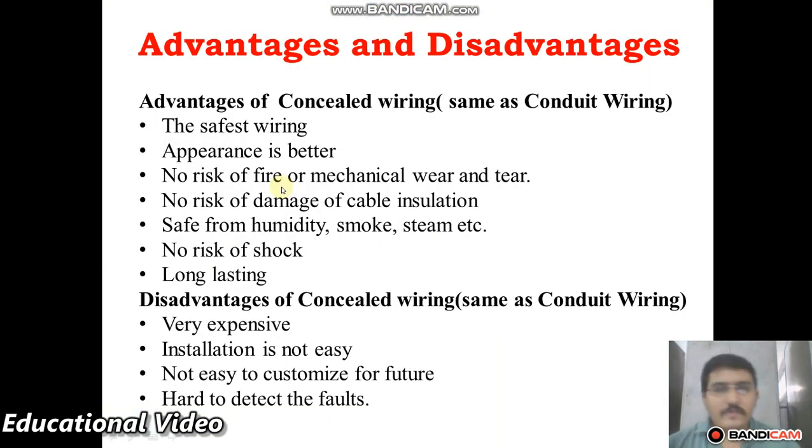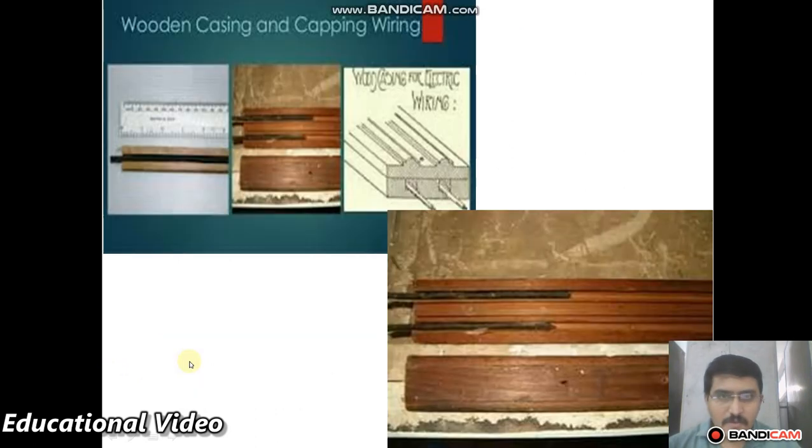The advantages of this conduit are the same as those for the conduit wiring: safest wiring, no risk of fire, safe from humidity, long lasting, but very expensive is the disadvantage. Installation is not easy and it is hard to detect a fault. These are some drawbacks. So this is the picture of wooden casing capping.